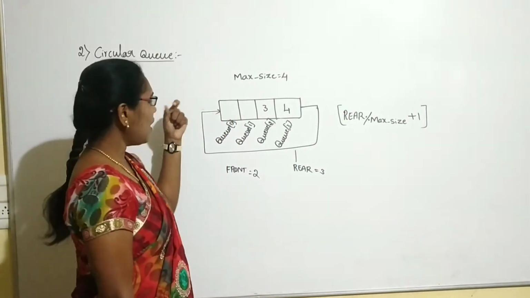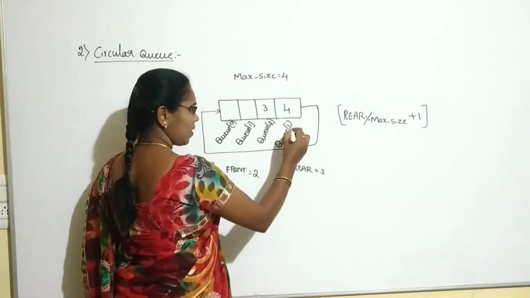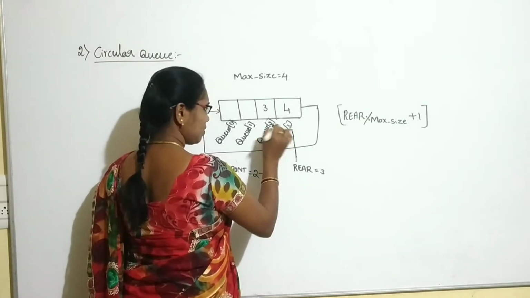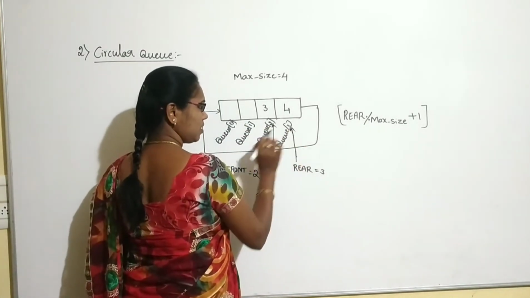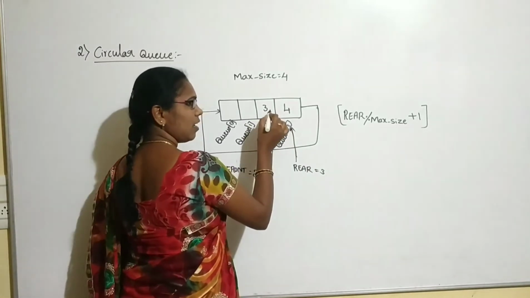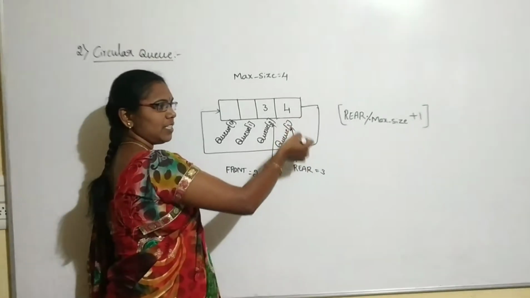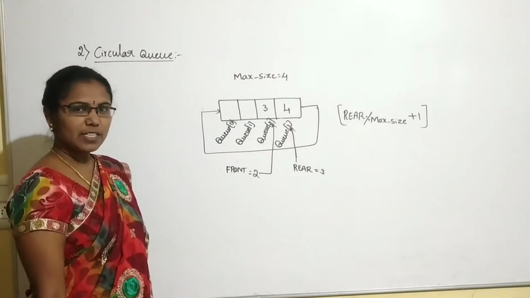Now, how can an element be inserted? See here, the rear points to the element 3. Now, front points to the element 2, position 2. Rear points to position 3 because that element is ready to go out first, and this element is in the last position of the queue. Now I want to insert the next element to the queue.